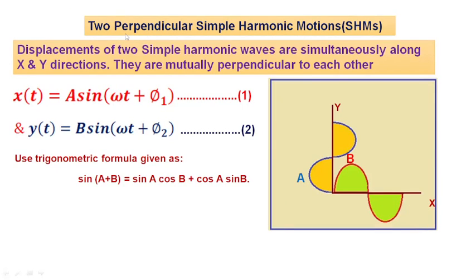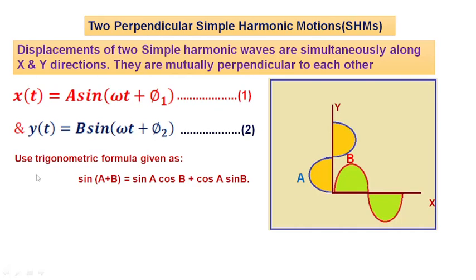Two perpendicular simple harmonic motions. Displacements of two simple harmonic waves are simultaneously perpendicular to each other. They are traveling along x and y directions and are mutually perpendicular to each other, as shown in this diagram. So this is one of the waveforms and this is another waveform, having amplitude b and amplitude a. So x of t is equal to a sine of omega t plus phi 1 and y of t is equal to b sine of omega t plus phi 2. So this is this wave and this is this wave.